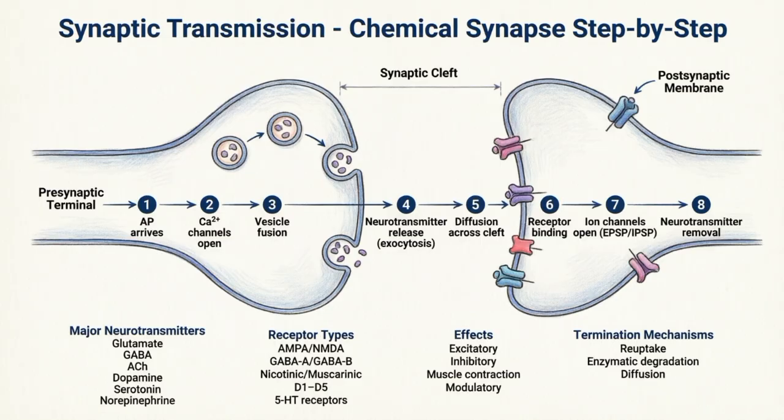Step 8, neurotransmitter removal. To prevent continuous stimulation, neurotransmitters must be rapidly removed. This happens through reuptake, where they are pumped back, enzymatic degradation, or diffusion.